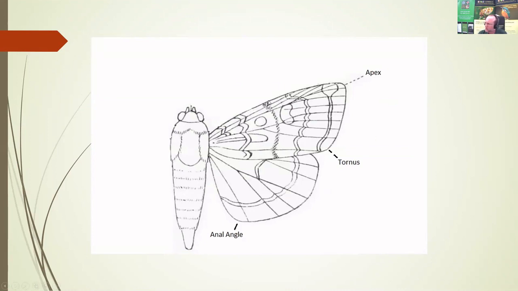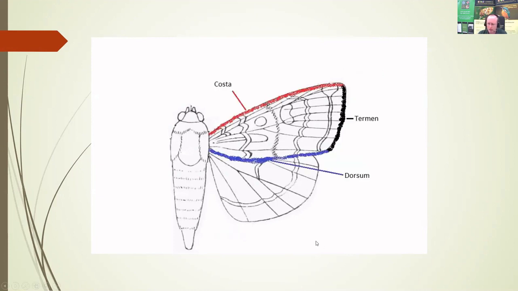So as far as the insect wing is concerned, it's vaguely triangular. The apex is the top right-hand corner in this instance, and the tornus is the opposite angle. We don't really worry about the anal angle. Costa is the technical term for the leading edge, dorsum is the technical term for the trailing edge, and termen is the third side of the triangle.